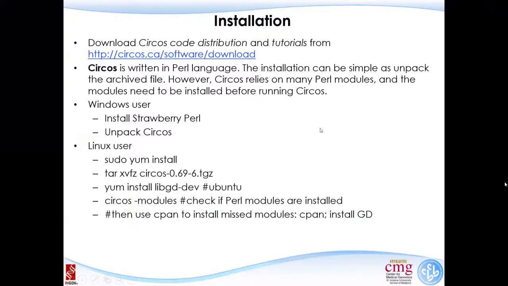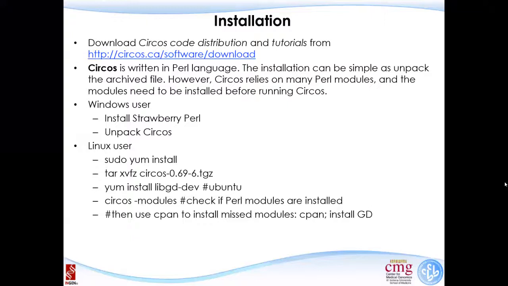Installation of Circos is pretty easy, but also difficult. Circos is very easy to install. You just download the software package and unzip, that's it. But Circos depends on other software, and you have to install other software. The most important is that it is based on Perl, so you have to install a lot of Perl modules before you get Circos running. Most important, you have to install GD, and GD is independent of Perl. You have to install the GD library before you run. Because it's Perl based, it is available on Windows or Linux.